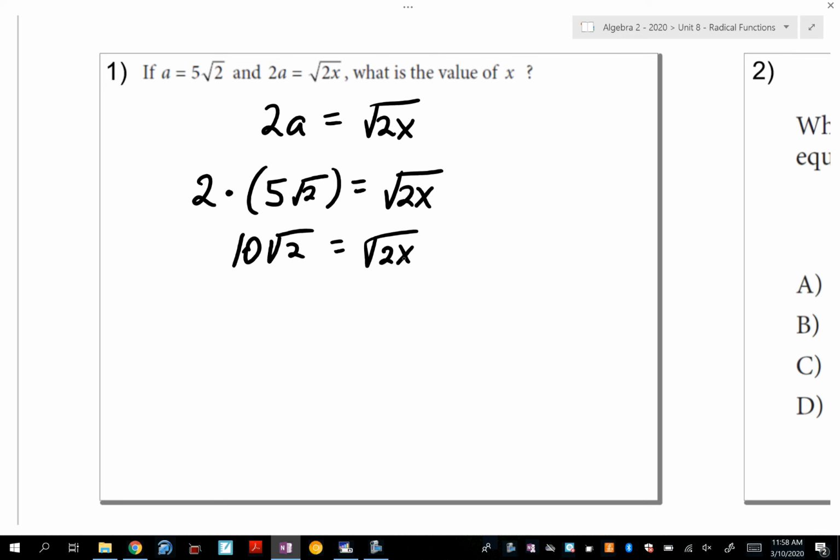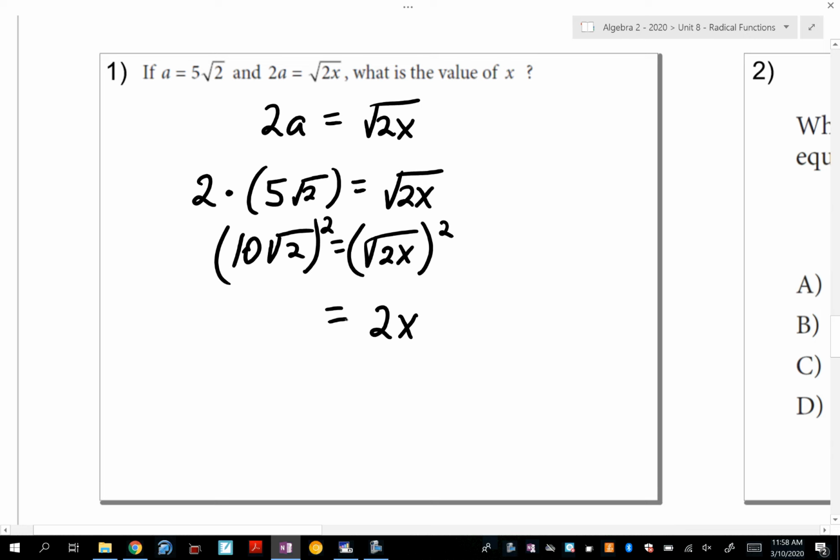Wasting my time. Now, you'll notice this says the square root of 2x. I want that radical to go away. How do I get it to go away? Square both sides. So I got to square everything. When I square the right side, that square root goes away. I get 2x.